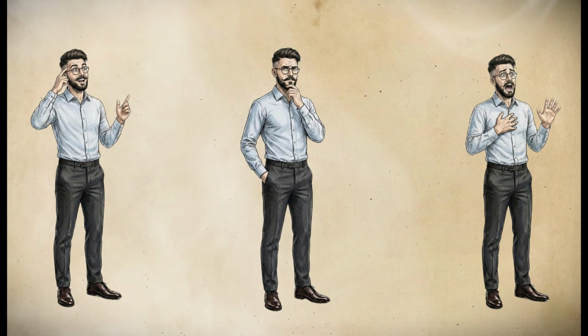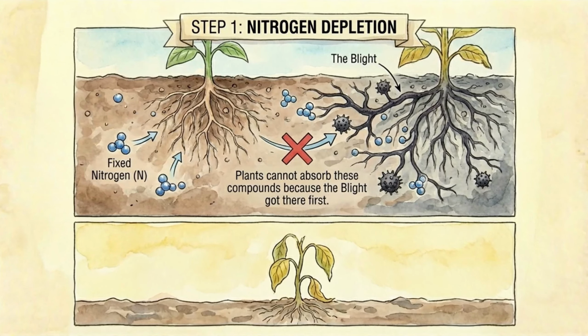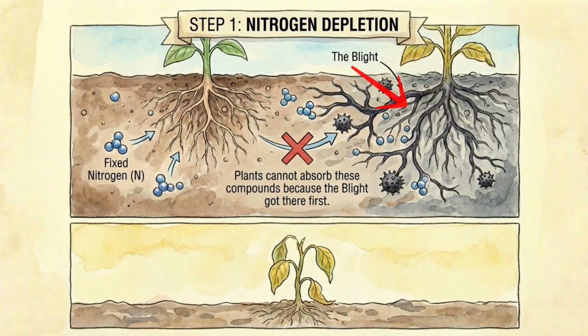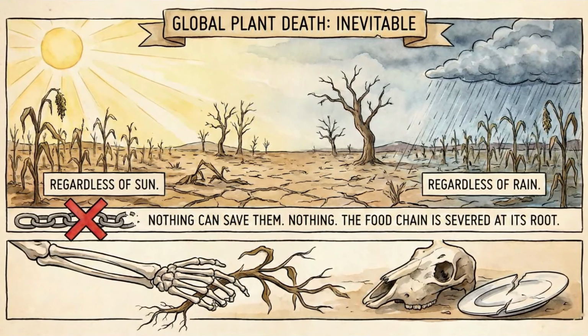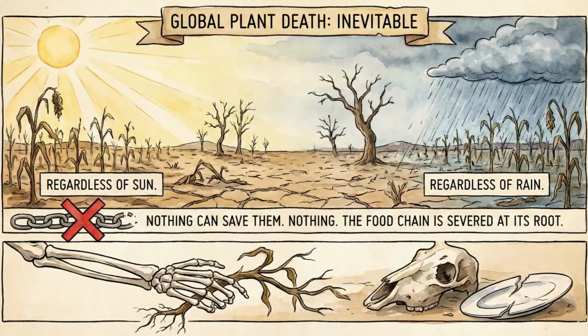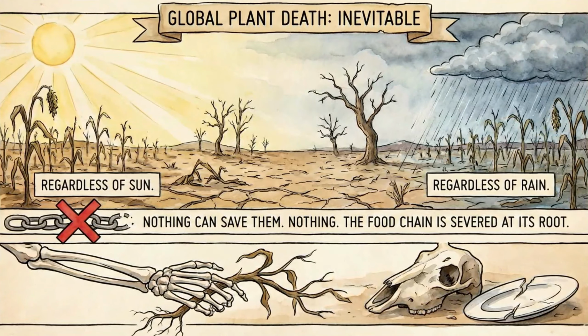Let's trace what happens next, the cascade, the collapse. Step 1. Nitrogen depletion. The blight consumes fixed nitrogen in the soil. Plants cannot absorb these compounds because the blight got there first. Result? Global plant death. Not tomorrow, not gradually, but inevitably, regardless of how sunny it is, regardless of rain. Nothing can save them, nothing. The food chain is severed at its root.